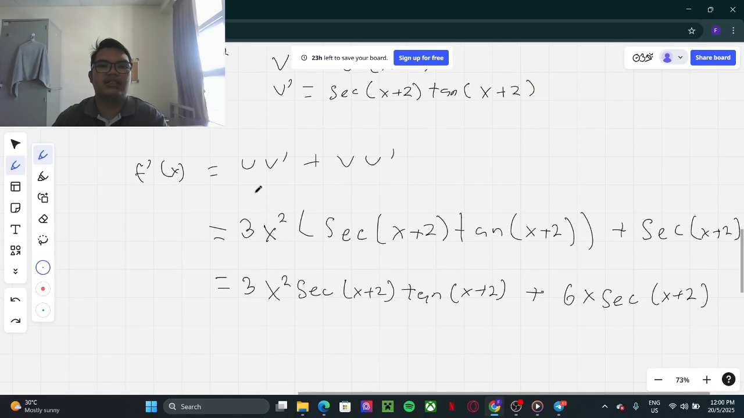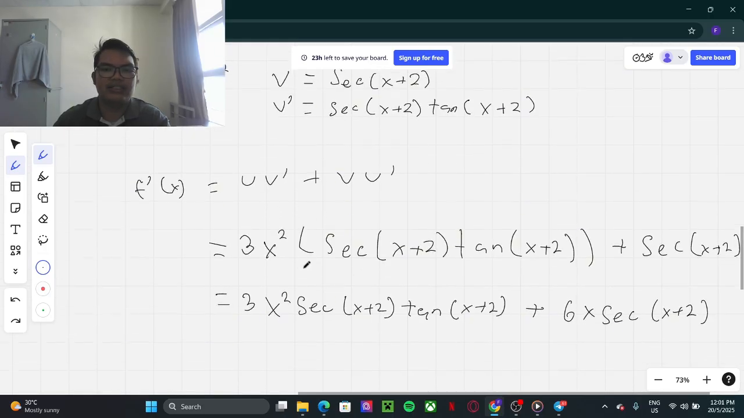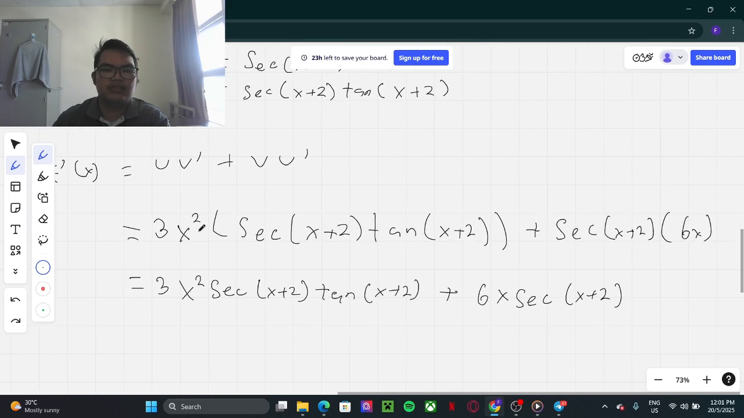For the formula of product rule, it is f prime x equals u times v prime plus v times u prime. So after we know what formula to use, we will insert the answers that we get into the equation. So we will get 3x squared times v prime, which is sec(x plus 2) tan(x plus 2), and then plus sec(x plus 2), and then 6x. After we expand the equation, we will get the answer, which is 3x squared sec(x plus 2) tan(x plus 2) plus 6x sec(x plus 2).